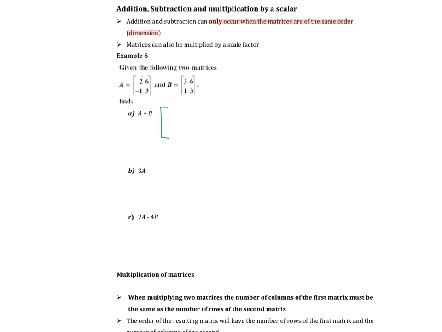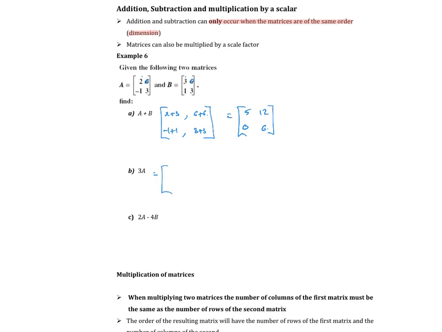So A11 plus B11 is 2 plus 3. The 6 and the 6 are both in corresponding points. -1 plus 1 and 3 plus 3. So we add the corresponding points. So A plus B in matrix form is just 5, 12, 0, 6. If I want to multiply by a constant, I just multiply that value into everything.